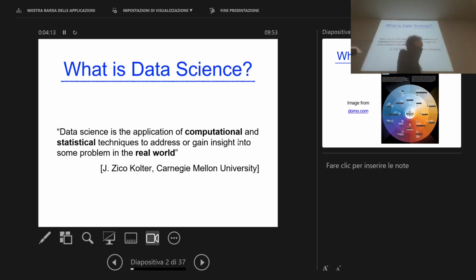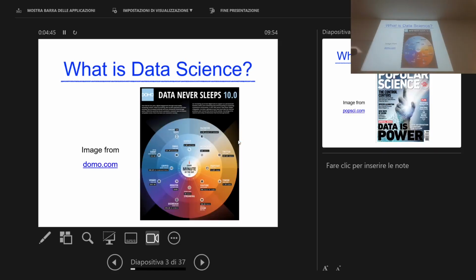So data science is very easy to define. It is the application of computational and statistical techniques, and this is very important, to address problems or to gain insights in problems. Problems that hopefully belong to the real world. Okay? This is something that sometimes we forget, but usually we want to solve problems that belong to the real world. You can find many definitions of data science online, but this is one that I particularly appreciate.